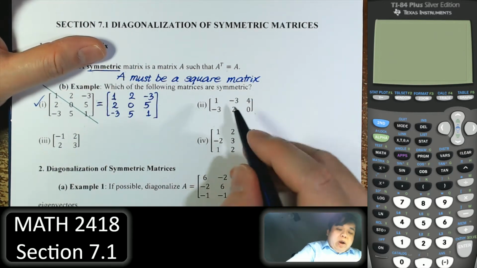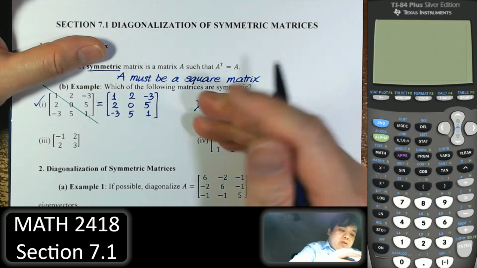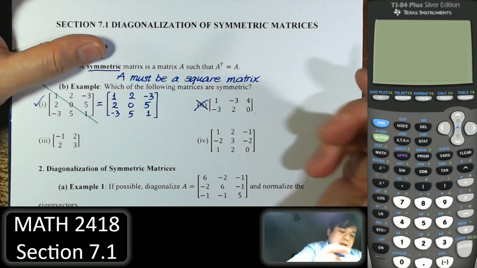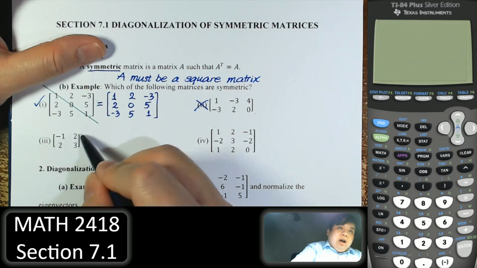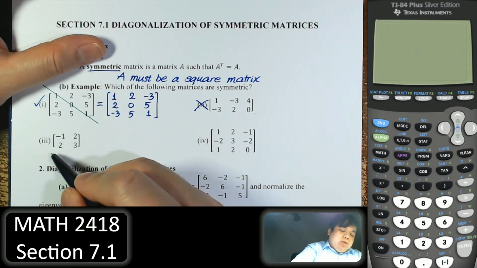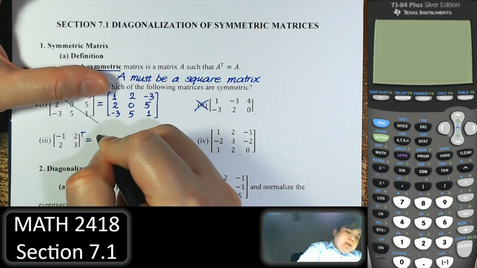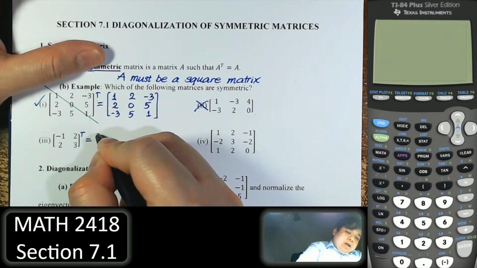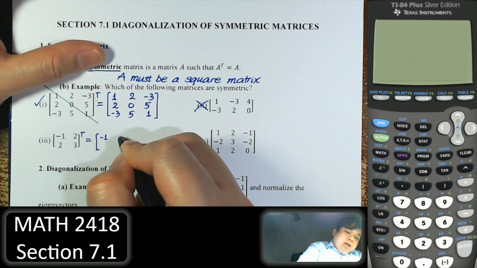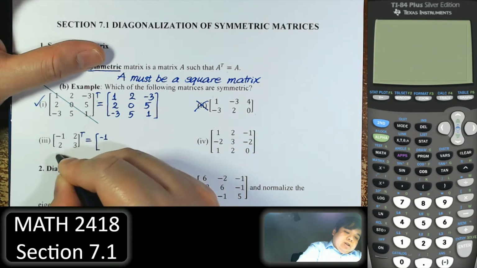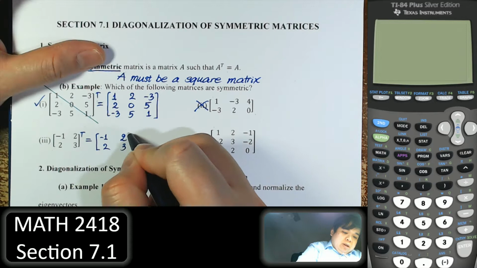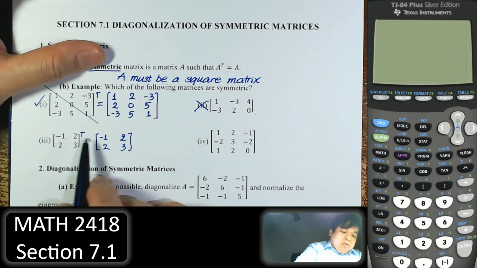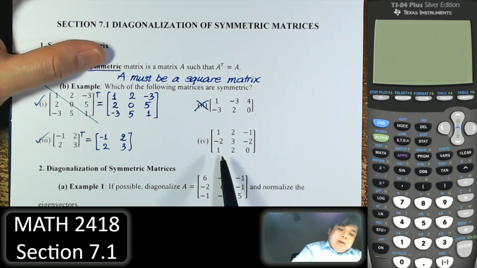This one is not square, so it cannot be symmetric regardless of the entries. For this one, -1 and 3 are on the diagonal, and the entries will be symmetric across it. If we do the transpose, we will have -1 and 2 become the row, and then 2 and 3 become the column, and they're equal, right? So yes, it's also symmetric.